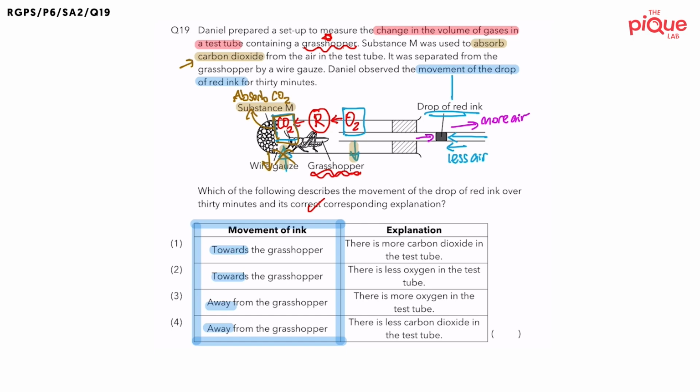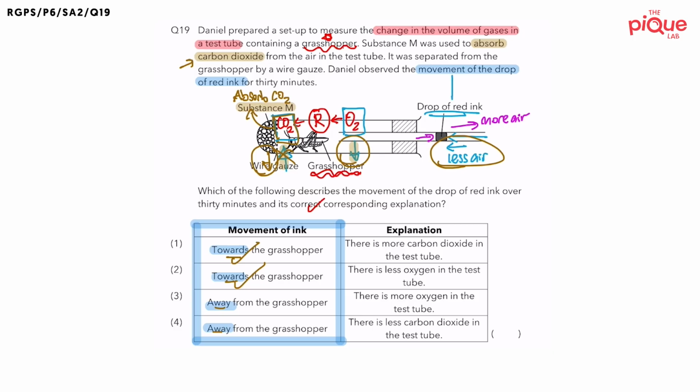So after annotating that there will be less oxygen and less carbon dioxide, what can you tell me about the total volume of air in the glass tube? Would there be more air or less air? Now we can tell that there will be less air, and the drop of red ink will move to the left. So, the drop of red ink moving to the left means that the red ink will move towards the grasshopper or away from the grasshopper? We can say that the drop of red ink will move towards the grasshopper, and this means that our correct option will either be number 1 or number 2, right?